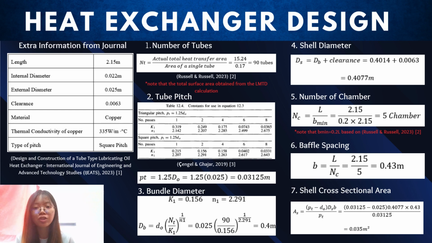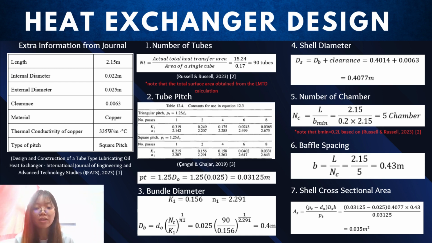We divide the actual total heat transfer area by the area of a single tube, and finally we get 90 tubes. For your information, the total heat transfer area we get from the LMTD method, which I will show and explain the calculation of later. And the second one, we calculate the tube pitch. Here is the table that we found from the textbook. Since we use square tube pitch, we use the second table only. So the tube pitch will be equal to 1.25 times the external diameter.